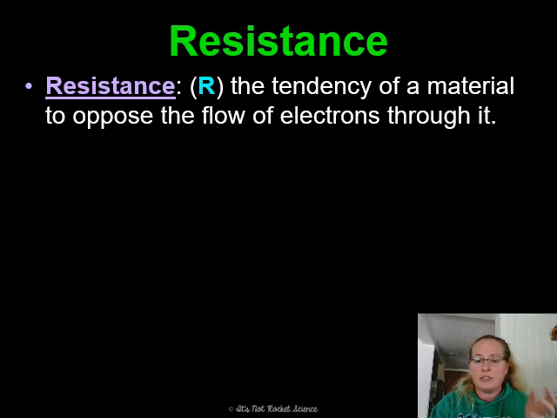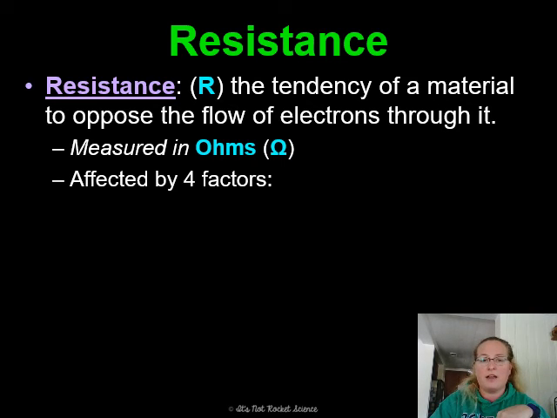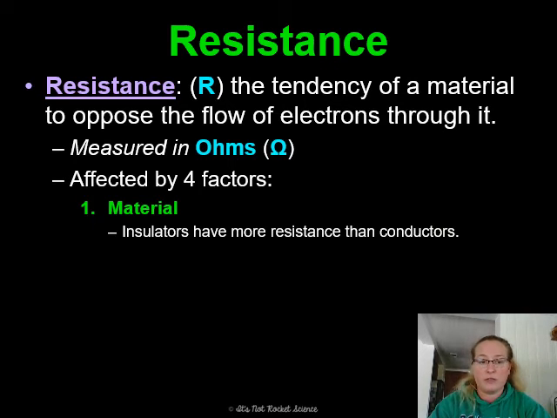So not all conductors are created equal. We remember that we talked about how electrons are moving all crazy like this. Well, there are certain factors that make them move less easily than others. We measure resistance in ohms. It's affected by 4 factors. The first one is, what kind of material are we going through? Insulators have more resistance than conductors. Things that are better conductors are going to resist the passage of electrons less. So with better conductors, electrons are going to move more quickly.